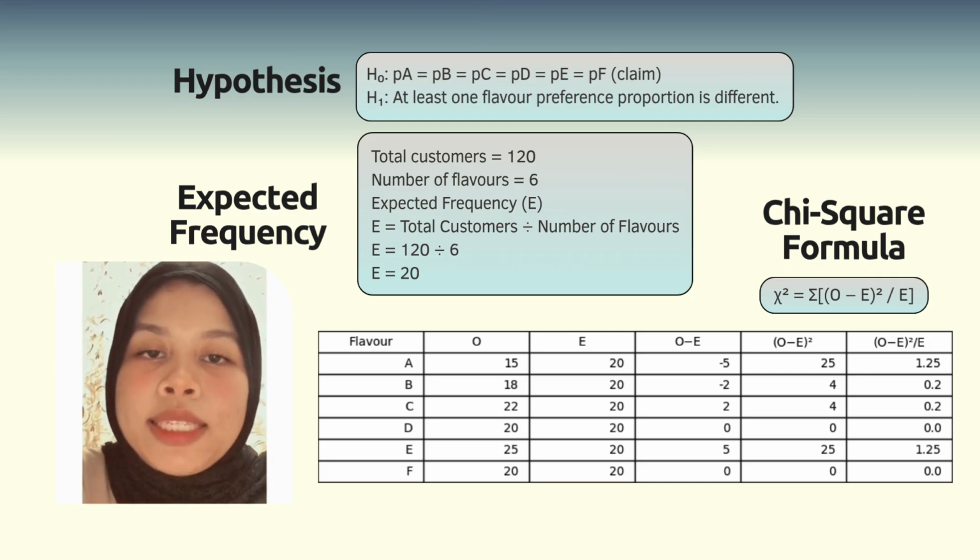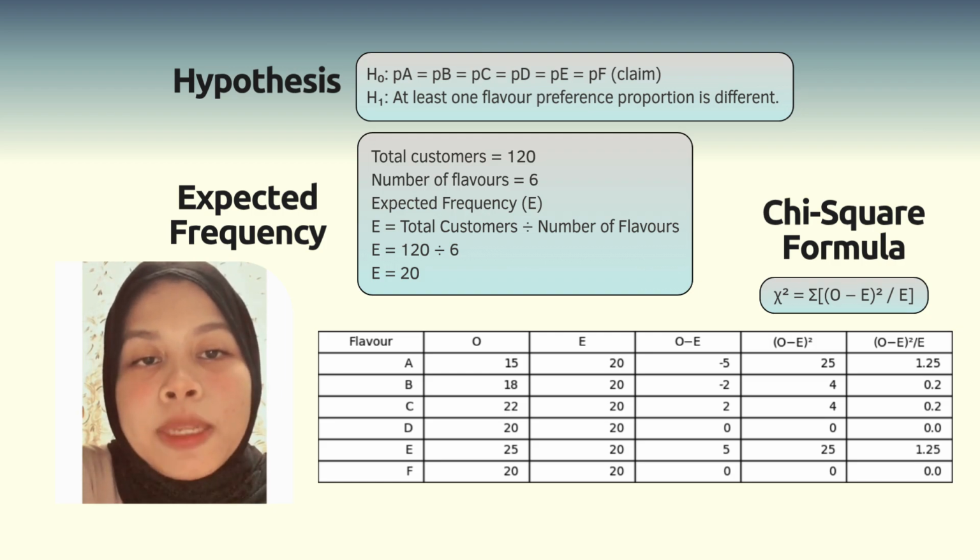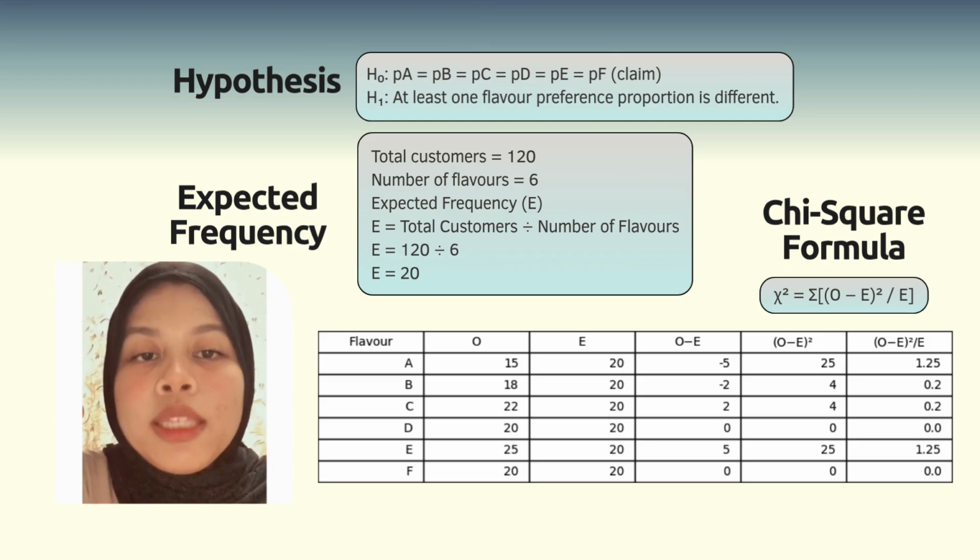Now, let's look at the calculation table. For flavor A, the observed frequency is 15, while the expected frequency is 20. The difference is -5. After squaring the difference and dividing by the expected frequency, we obtain 1.25. The same calculation is repeated for flavors B, C, D, E, and F.